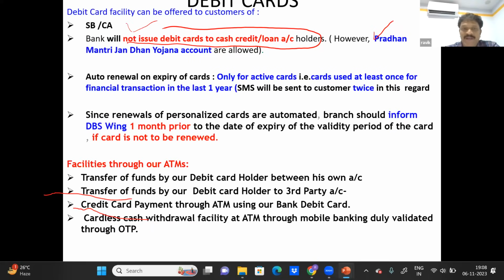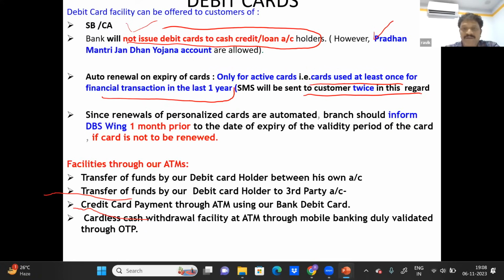Auto renewal of expiry cards. Generally, debit card, once it is getting expired, bank automatically sends a renewal card. But here some conditions are there. Only for active cards. Active cards meaning is card used for at least one financial transaction in the last 1 year. If anybody has done one financial transaction in the last financial year, then only bank will automatically renew the card and issue it. And bank, to remind the customer, will send an SMS twice in this regard.